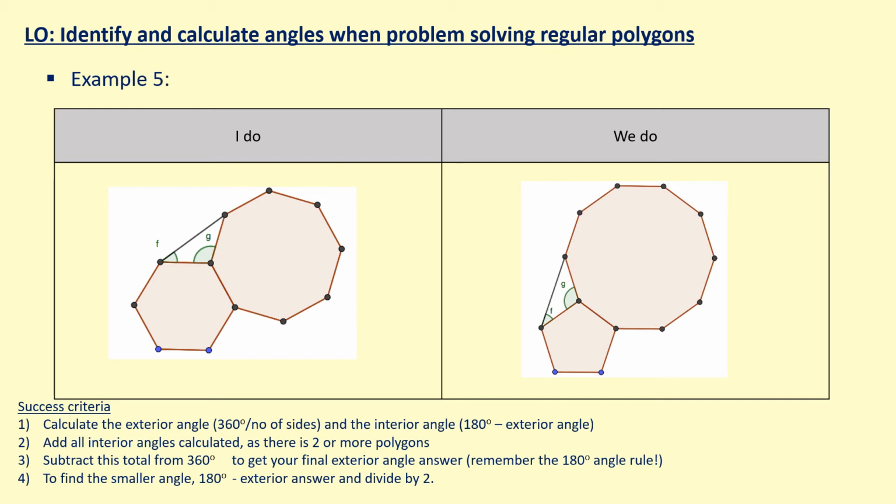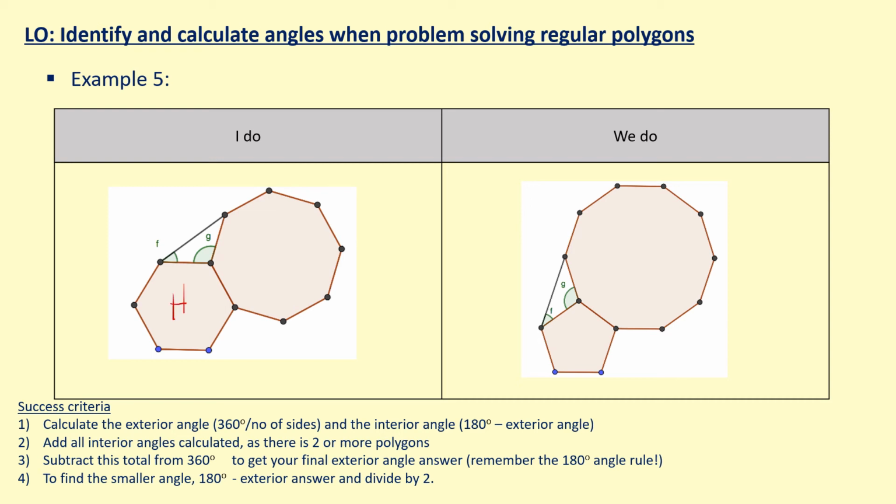Right, okay, example 5, and this is our last example before some practice questions. So you're doing really well, keep going. There's an extra step in here, as you can see in the success criteria, and that's towards the end. So we do everything as normal, and then we're going to sort that last bit out at the end. Okay, so what shapes have we got?